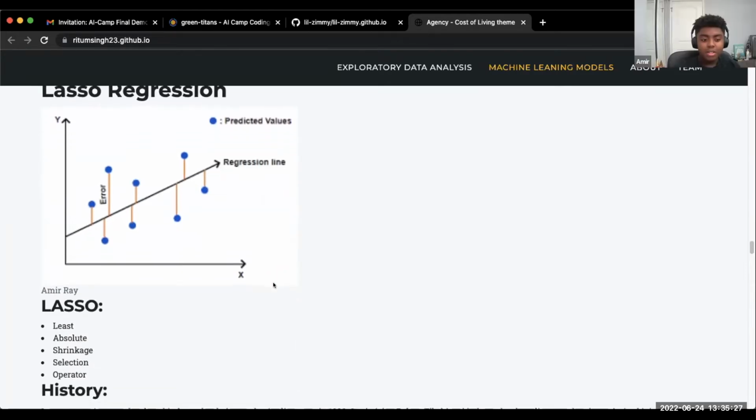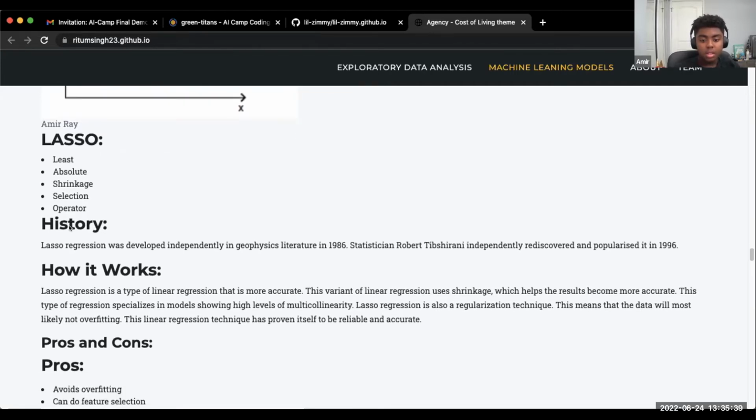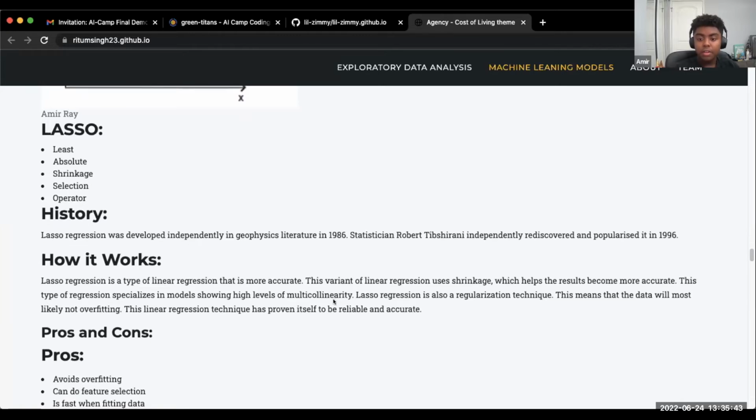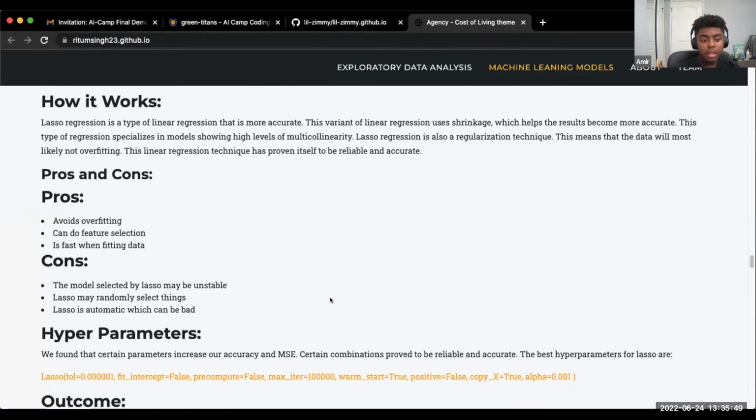Lasso regression. Lasso means least absolute shrinkage selection operator. It was invented in 1986, only to be popularized in 1996. It's a variant of linear regression and uses shrinkage, and shrinkage helps make data more accurate. The pros are that it avoids overfitting and it's fast when fitting data. One bad thing is that certain models might make it unstable.